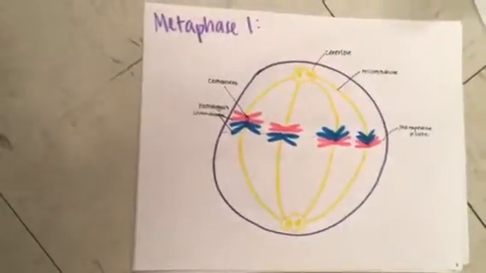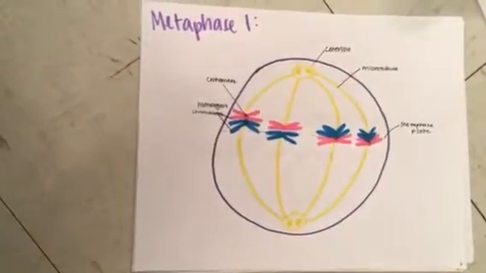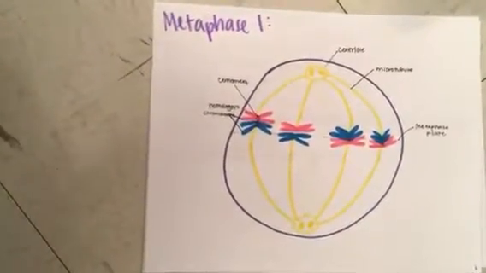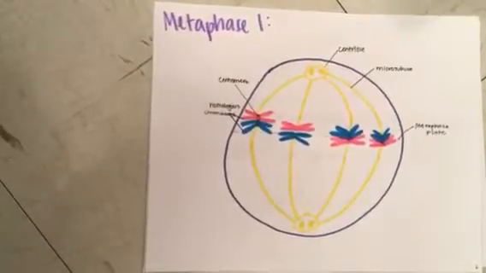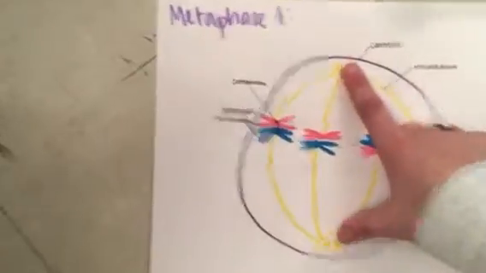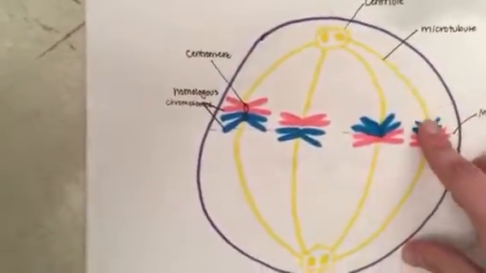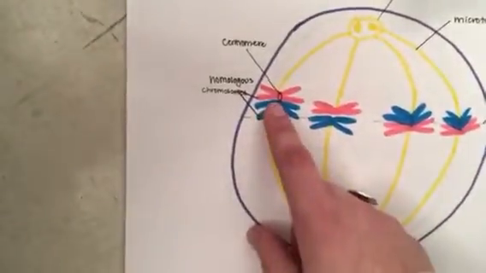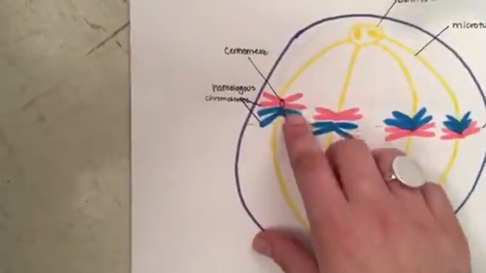Metaphase, the chromosomes move to the center. Homologous pairs line up at the metaphase plate for separation. When the homologous pairs line up at the metaphase plate, the orientation of each pair is random. So here are the centrioles, and then the microtubule, the metaphase plate, which is in the middle of the homologous chromosomes, and then the centromeres are still in between each pair.